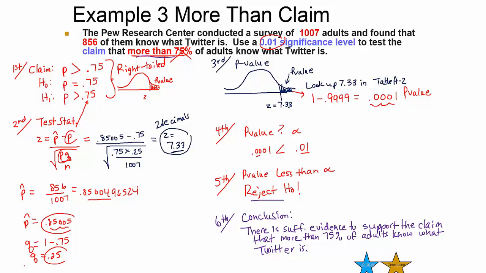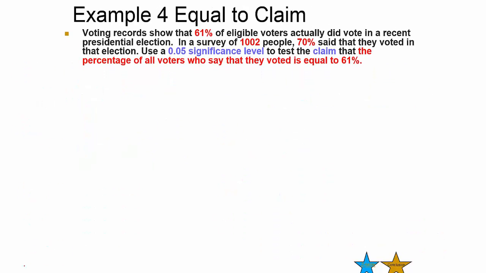This one's going to involve a claim that has equality. Voting records show that 61% of eligible voters actually did vote in a recent presidential election. In a survey of 1,002 people, 70% said that they voted in that election. Use a 0.05 significance level to test the claim that the percentage of all voters who say that they voted is equal to 61%.